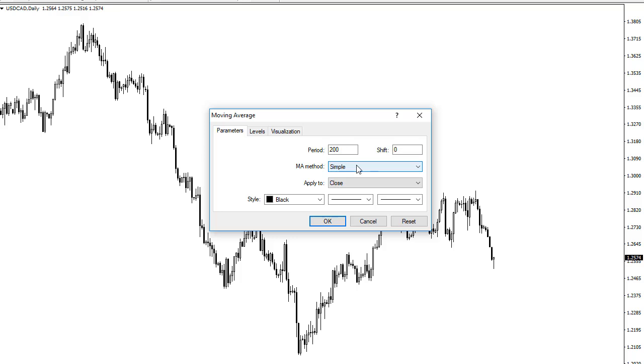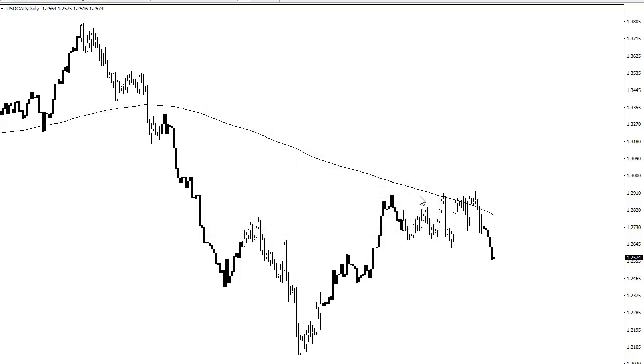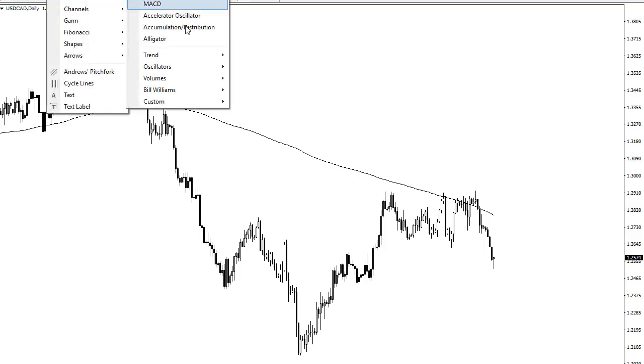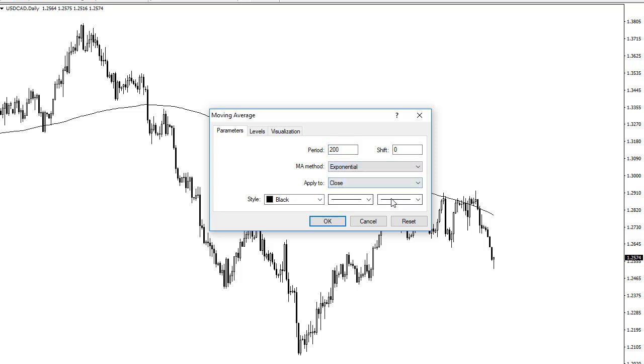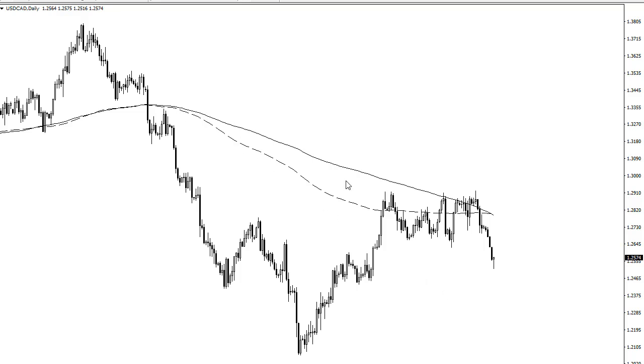If I were to do it exponential, it gives a little bit more weight towards the last few candles. It reacts a little quicker. So I'll go ahead and put a 200 exponential moving average, and I'll make it dashed just so you can see there is a difference. It's not a massive difference. You've got to realize this is 200 days worth of indication, so I tend to use the SMAs. I don't get too hung up on the difference.